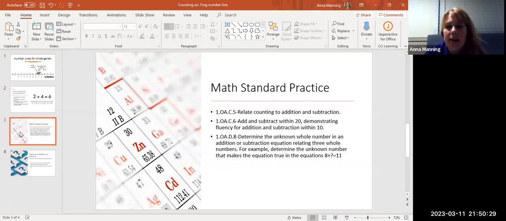A few of the math standard practices are relate counting to addition and subtraction, add and subtract within 20, demonstrating fluency for addition and subtraction within 10. And the last one is determine the unknown whole number in addition or subtraction equation relating three whole numbers. And for example, that would be 8 plus blank equals 11.